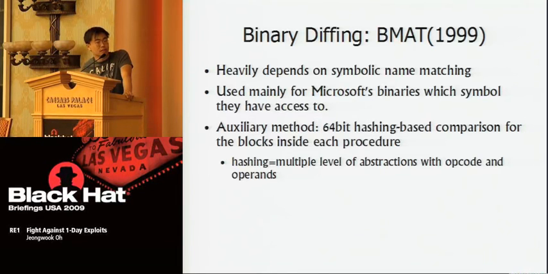BMAT was back in 1999, exactly 10 years ago. It mainly used symbolic name matching because they were Microsoft researchers and could access all the Microsoft symbols. They were also using 64-bit hashing-based comparison for the blocks inside each procedure. The hashing is based on the instructions, opcodes and operands, and there are 4 different levels of abstraction.